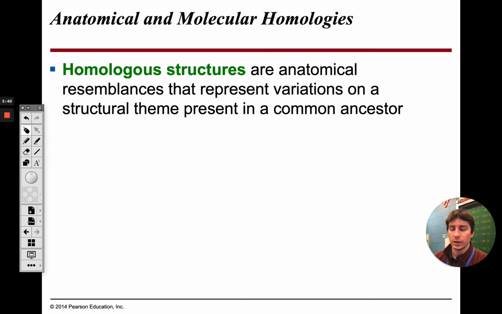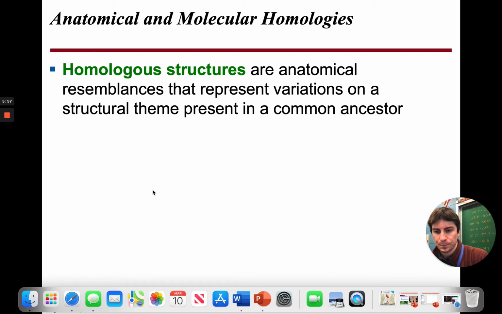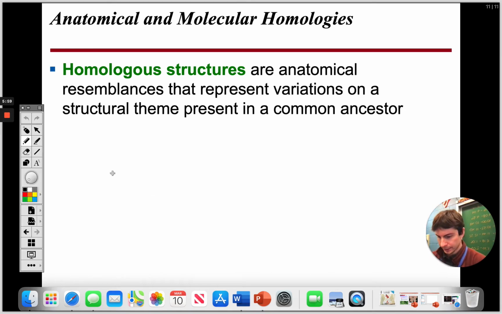So our first one is homologous structures. Homologous structures are limbs, things like that, just body parts that are very similar in other organisms because we share a common ancestor. So let me show you what's going on here. So for homologous structures, we are going to have a common ancestor. We're going to share a common ancestor.